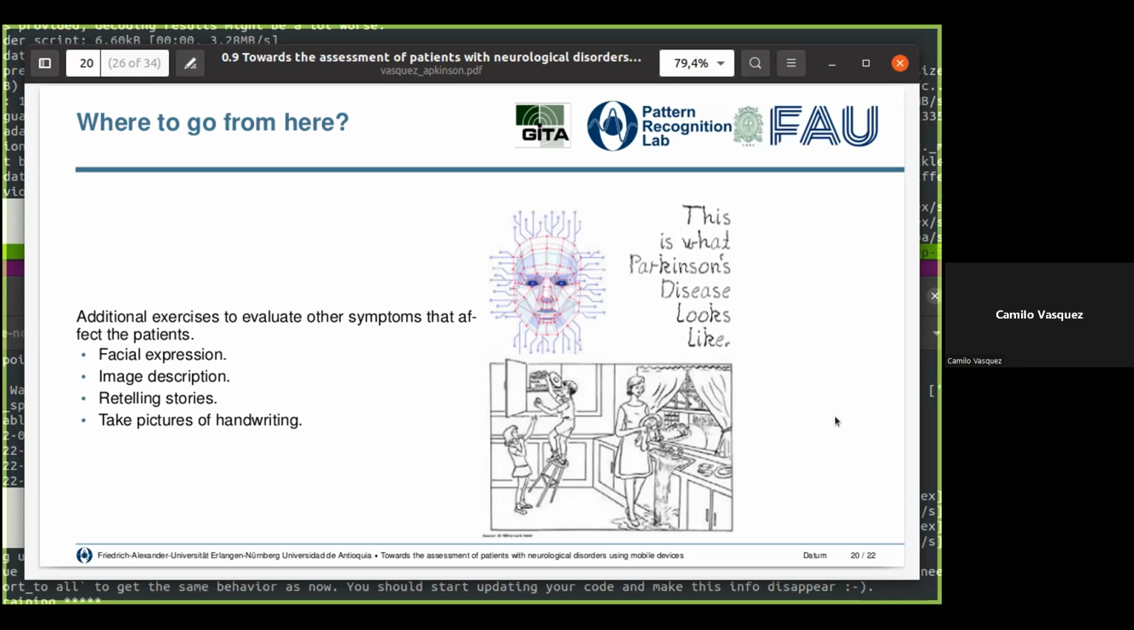Also, another exercise that can be incorporated into Apkinson, in order to evaluate handwriting, is to use the camera to take pictures of the handwriting exercises of the patients, to make the patient draw a spiral or write some letters, and then to take a picture of the sheet, or do it online as well within the smartphone.